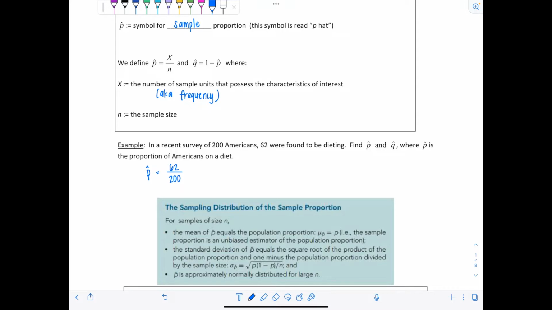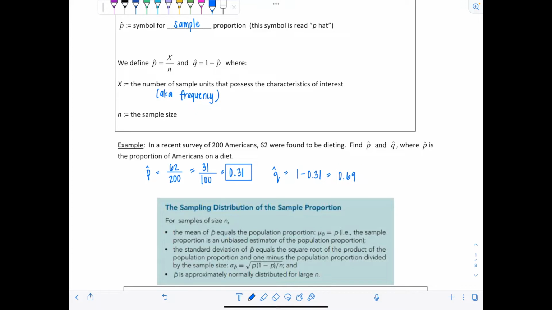Don't rush for your calculator. We don't need it. Look, this reduces. I can divide numerator and denominator by 2. That's 31 over 100. And then 31 divided by 100 is 0.31. So p hat is 0.31. And then q hat I find by just taking 1 minus p hat. So 1 minus 0.31, which gives us 0.69.